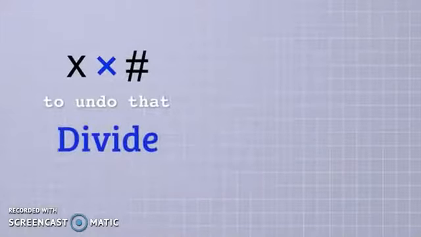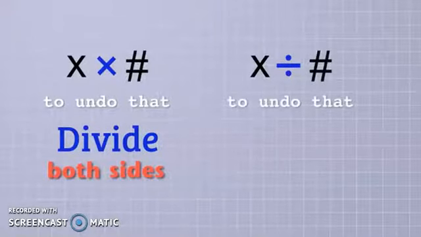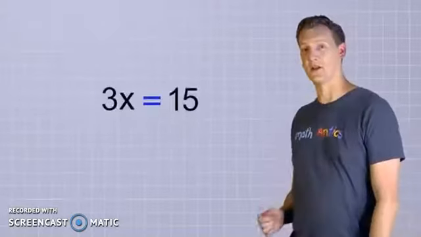If an unknown is being multiplied by a number, to undo that, we need to divide both sides by that number. But if an unknown is being divided by a number, to undo that, we need to multiply both sides by that number. Now, don't worry if that sounds a little confusing right now. It'll make a lot more sense after you've seen a few examples. Let's start with this one.